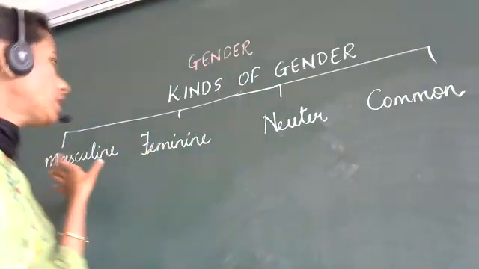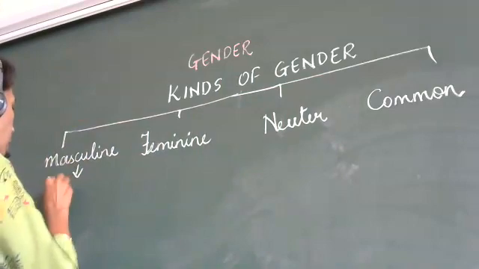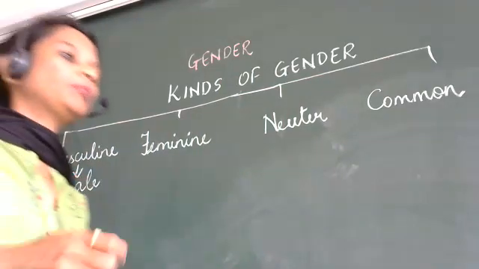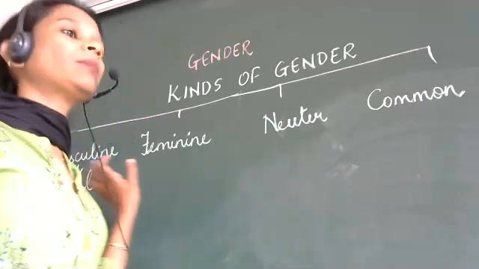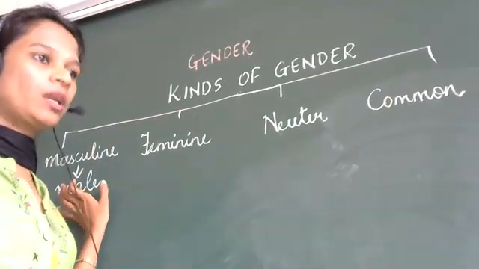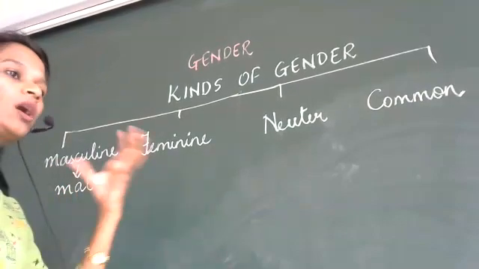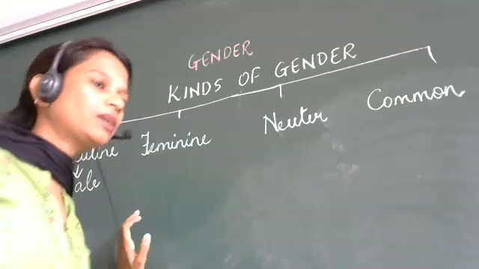Now, what do you mean by masculine? Masculine means the people who belong to the male category. People who belong to the male category is called the masculine gender. Okay, it refers to the masculine gender. Now, who comes under the male category?